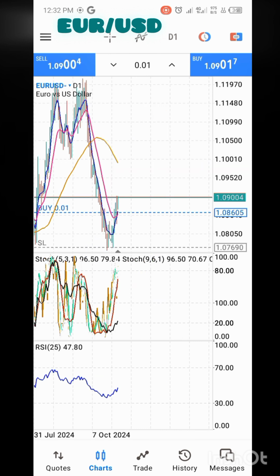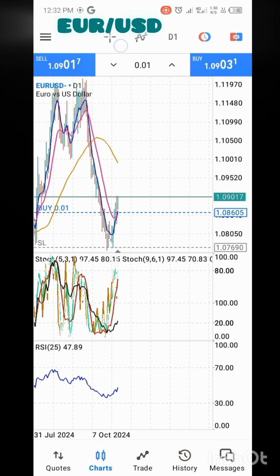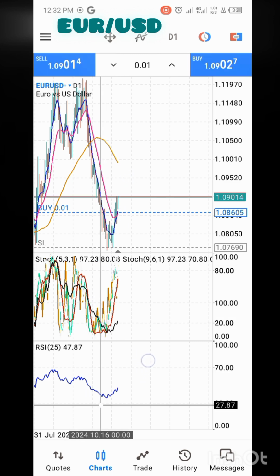Also, a few little indicators that I have: the stochastic, having different parameters, actually stochastic 9, 5, 6, 1, in my preferred color, and my relative strength index, which is down here. You can see it's down here. Let me use the navigation button. This is my relative strength index.